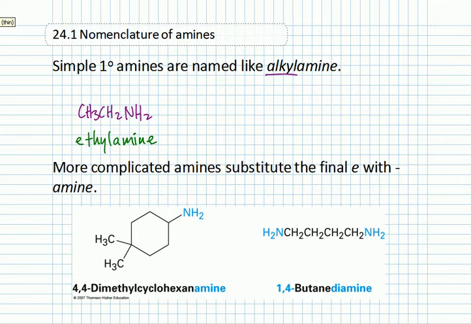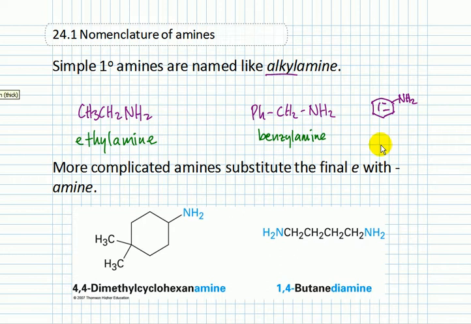So similarly, if I have Ph, CH2, NH2, remember benzene with a CH2 is a benzyl group, so that means this compound is benzylamine. Don't confuse that with aniline, which is NH2 attached directly to a benzene ring. We learned about that in our aromatic chapter.